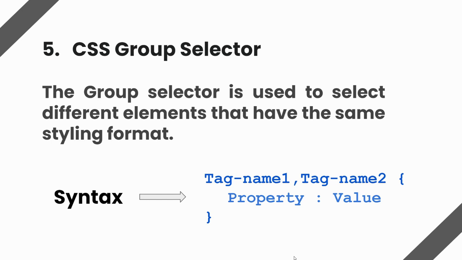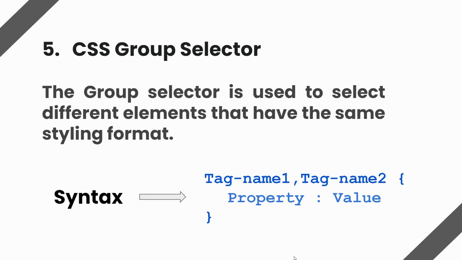instead of doing that, the group selector actually lets you put the P tag, the heading 1 tag, and the heading 2 tag, and give these three elements a particular styling format which is the same. So using this, you don't need to have a separate syntax for each of these elements. You could just take the elements together and use one particular styling format that will affect these three elements. So that's why the group selector is very important.